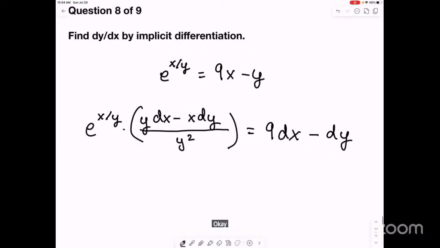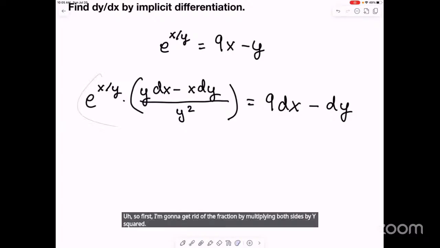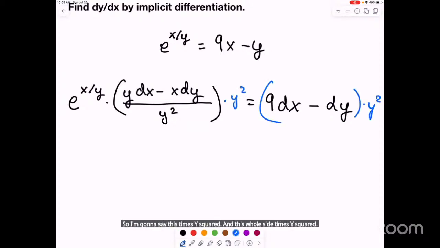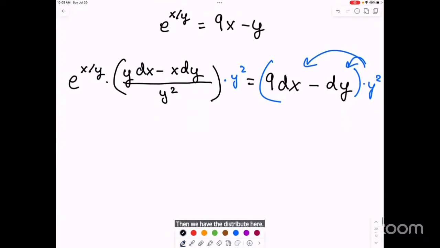Okay, so now I'm going to expand this all the way out, and then any term that has a dy, I'm going to move it to the left. Any term that has a dx, I'm going to move it to the right. So first I'm going to get rid of the fraction by multiplying both sides by y squared. So I'm going to say this times y squared and this whole side times y squared. So then we have to distribute here, and these guys are going to cancel.